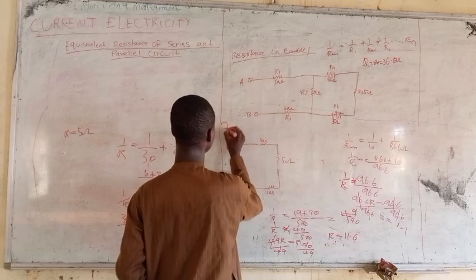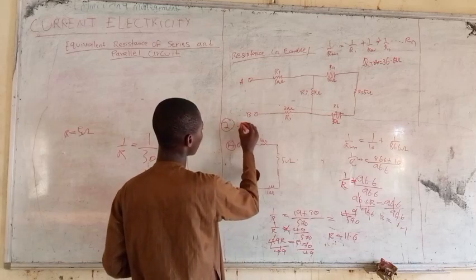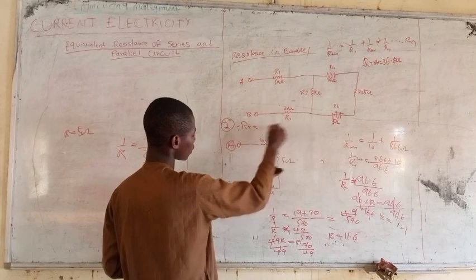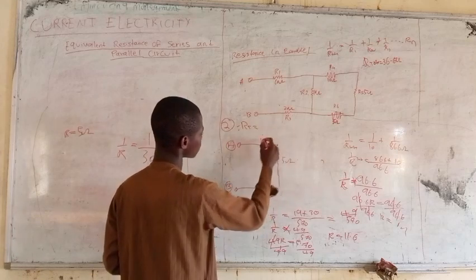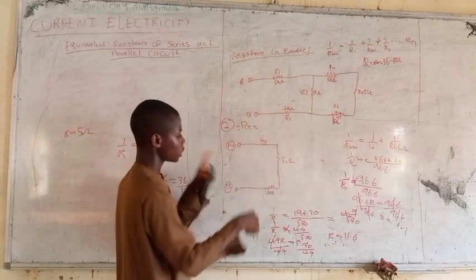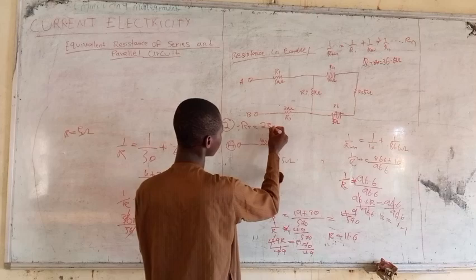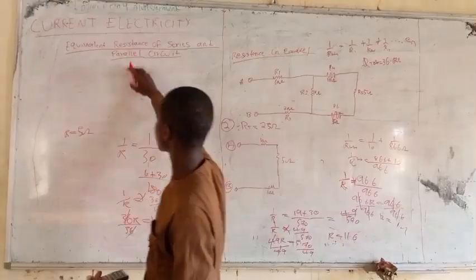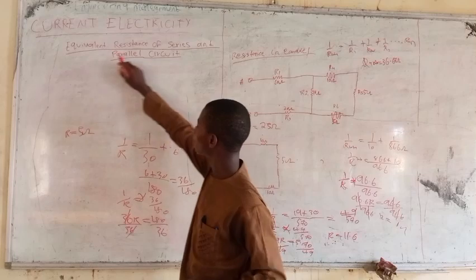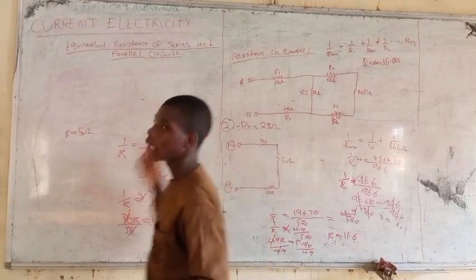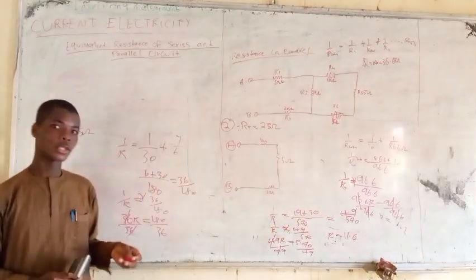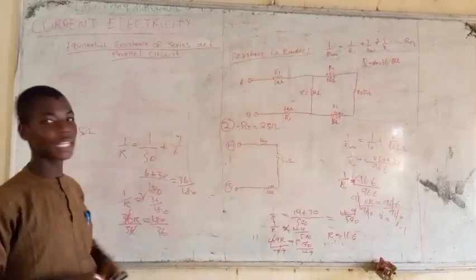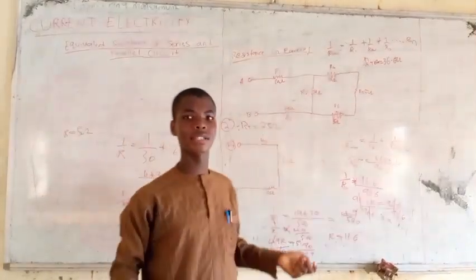So therefore, for number 2, our total resistance is equal to the addition of all the resistances. 15 plus 10 will give you 25 ohm. Okay, that's for the topic, the equivalent resistance for series and parallel. I hope this video will be helpful to you in order to find the equivalent resistance of any series or parallel resistance.